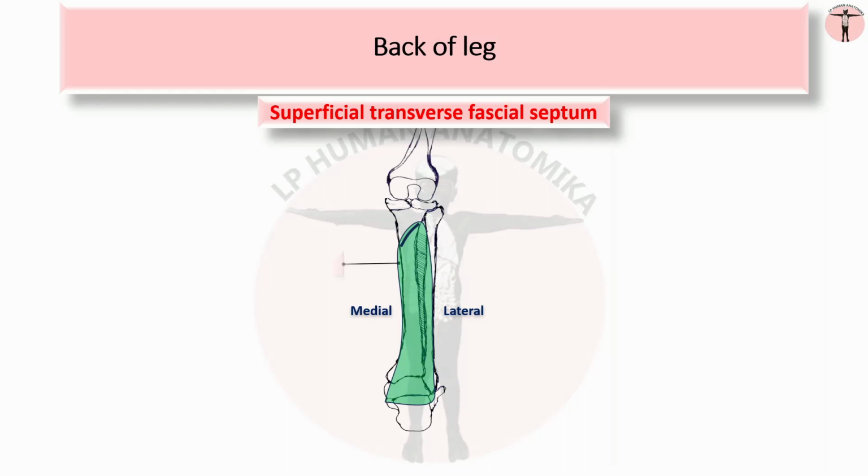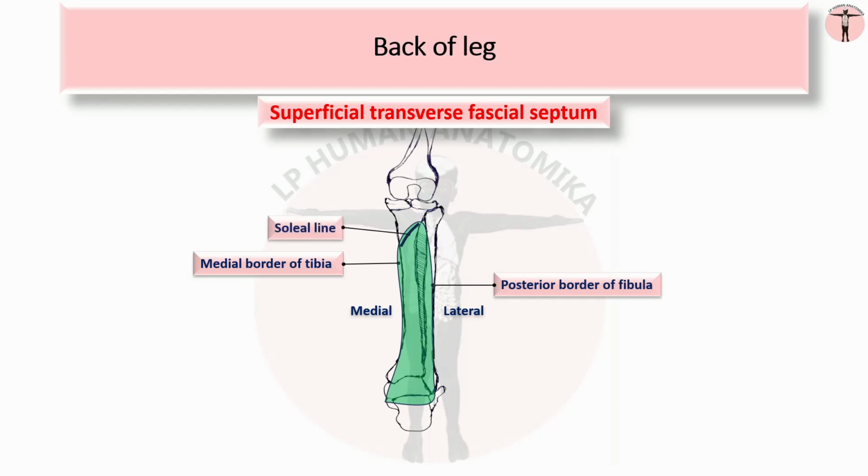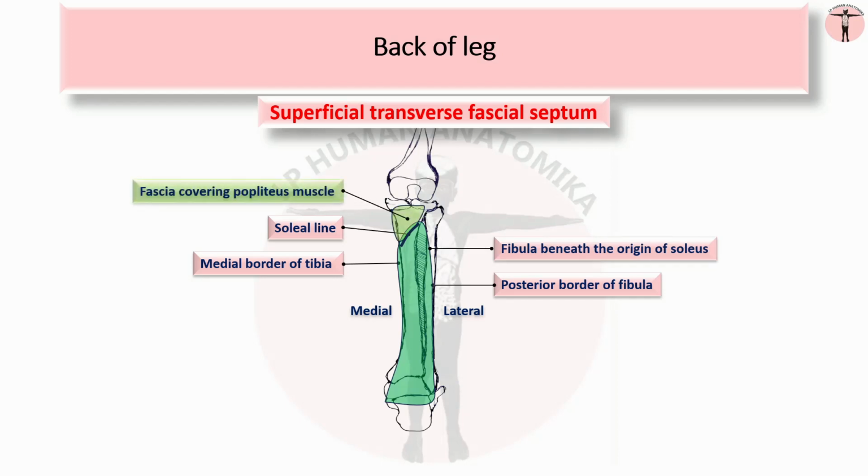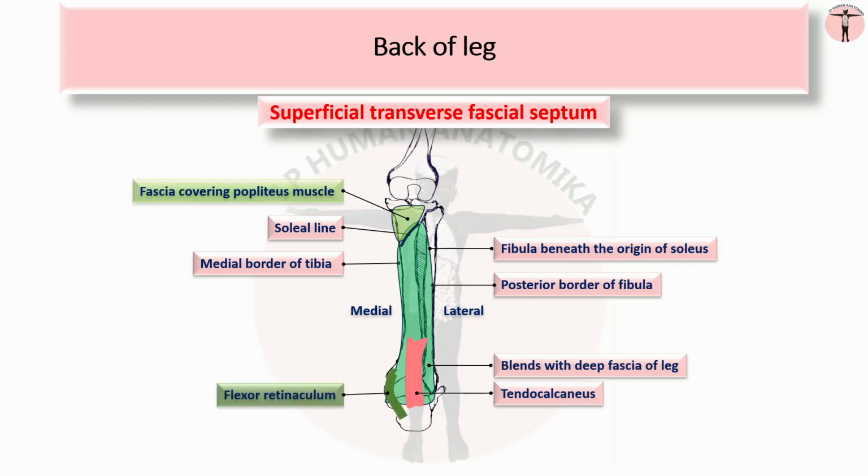Medially, it is attached to medial border of tibia, laterally to the posterior border of fibula, superiorly to the soleal line of tibia and to the fibula beneath the origin of soleus. It is continuous with fascia covering the popliteus muscle superiorly. Inferiorly, on either side of the tendocalcaneus, the fascia blends with the deep fascia of leg. Both the fascia together are continuous with the flexor retinaculum on medial side and superior peroneal retinaculum on the lateral side.